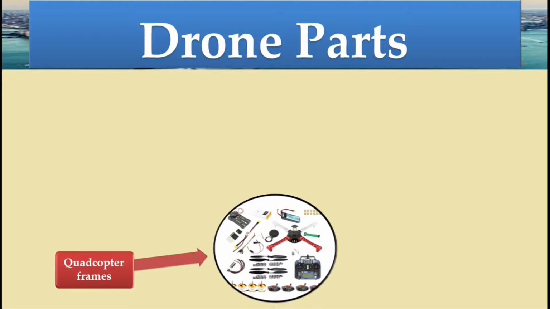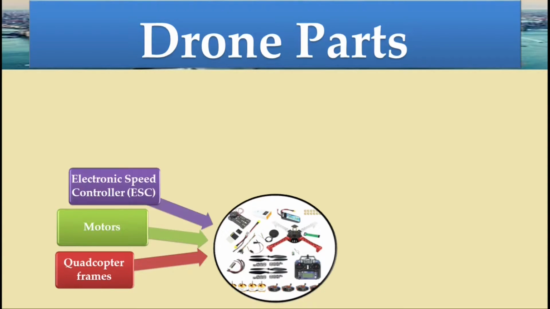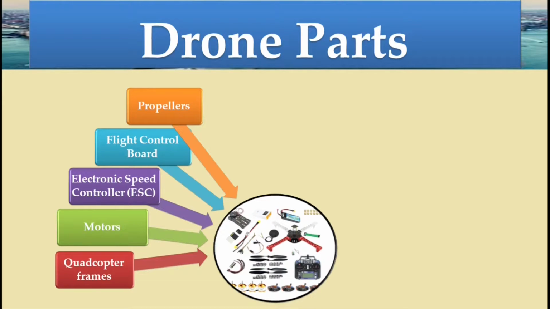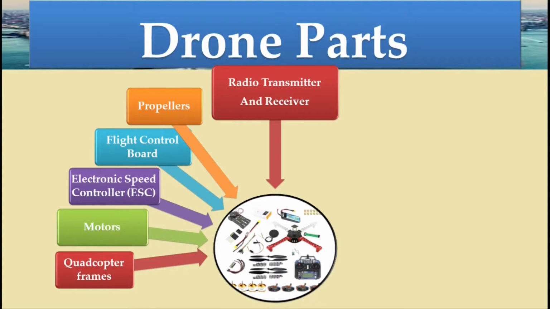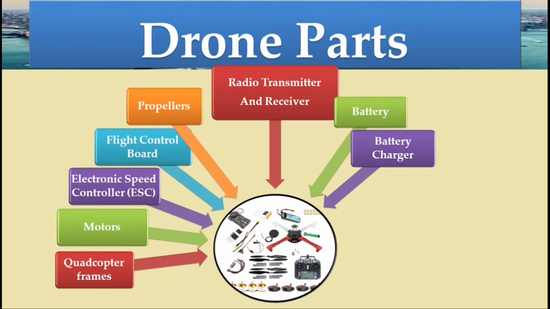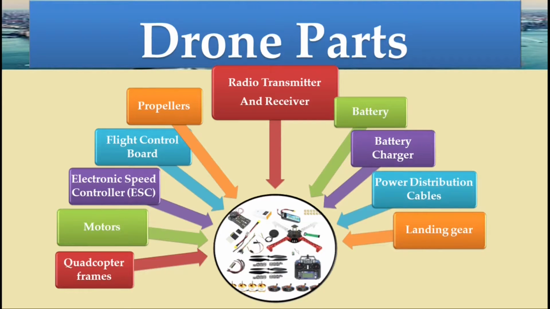To make a quadcopter, first we need quadcopter frame, second quadcopter motor, third electronic speed controller, fourth flight control board, fifth propellers, sixth radio transmitter and receiver, seventh battery, eighth battery charger, ninth power distribution cables, 10th landing gears and 11th camera. So let's discuss each part in detail.